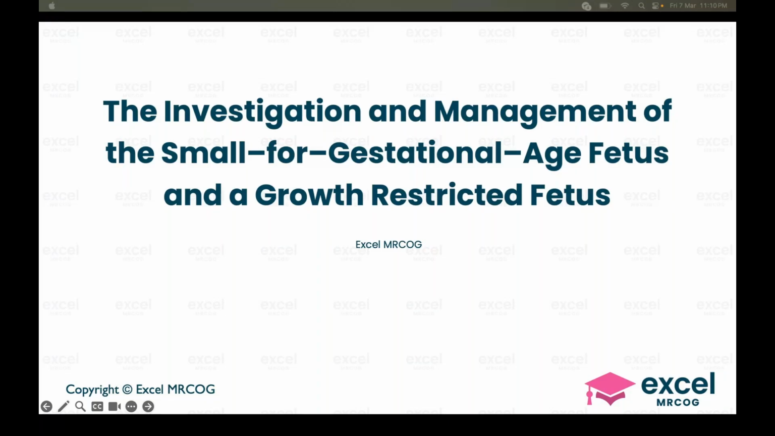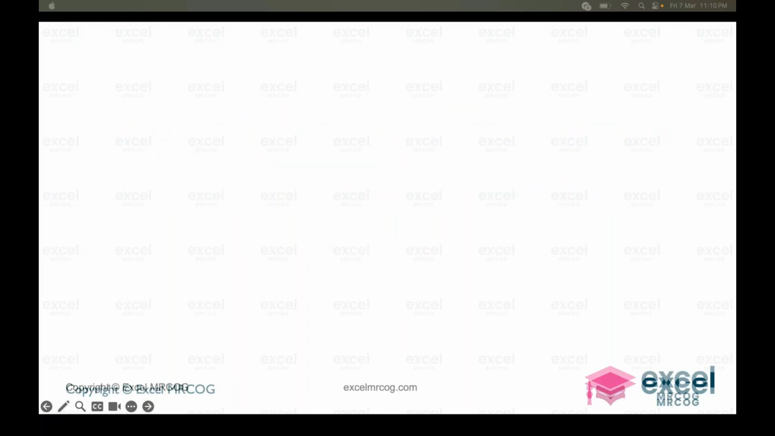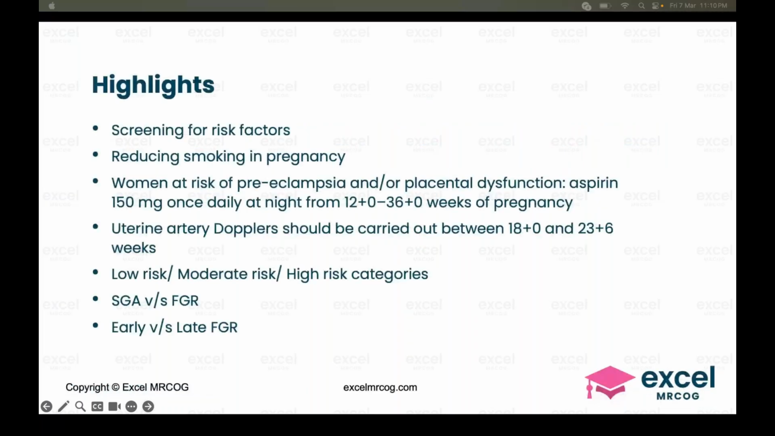Okay, so this guideline that came in 2024 has certain major changes regarding the investigation and management of SGA and FGR. Right? Let's look at the major highlights in the current guideline. One thing is the screening for risk factors for growth problems in the pregnancy would need to be screened at the beginning of the pregnancy. Smoking is highlighted in this particular guideline.